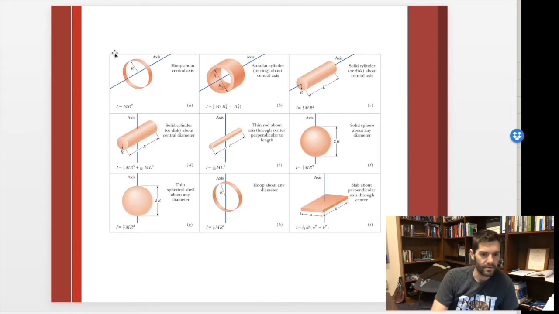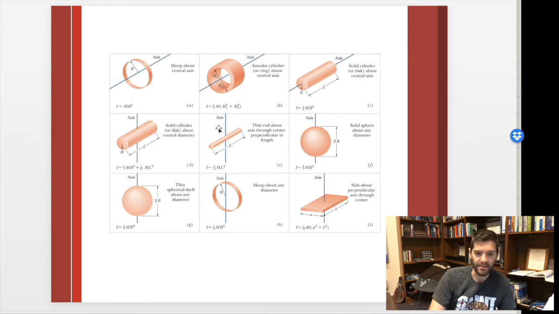But for the hoop, there's really only one length scale in this problem, which is the radius. There's no widths or thicknesses or anything else. There's only one thing that has units of length, r. And so the moment of inertia should be the total mass of the hoop times r squared, and then maybe there's a number out front. In this case, there actually is no number out front.